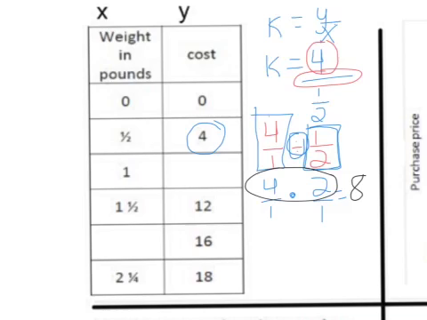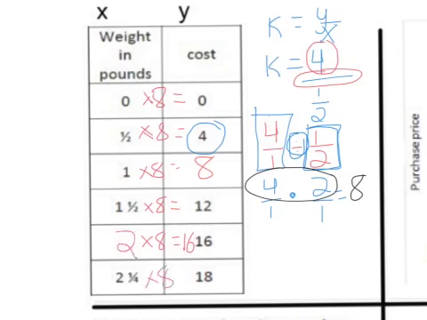So each time we're going to be multiplying by 8. 0 times 8 is 0. 1/2 times 8, if we have 8 halves, we're going to have 4. 1 times 8 is 8. 1.5 times 8 is 12. Some number times 8 would be 16. So that's going to be 2. And 2.25 times 8 is going to be 18.